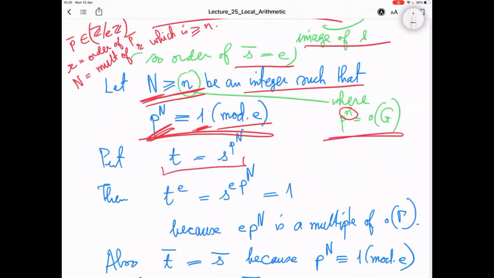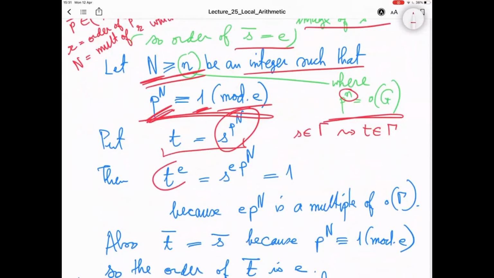Now put t equal to s to the power P to the N. S is an element in gamma, and therefore t is, of course, also an element of gamma. What about t to the power e? So t to the power e is s to the power e times P to the N, but e times P to the little n is equal to the order of gamma.